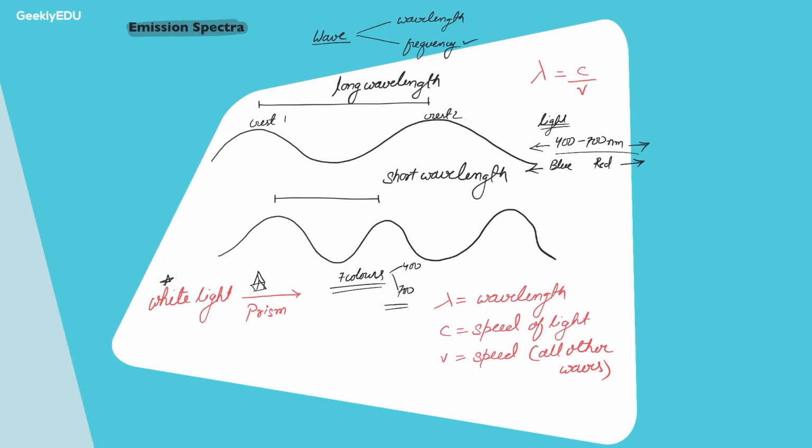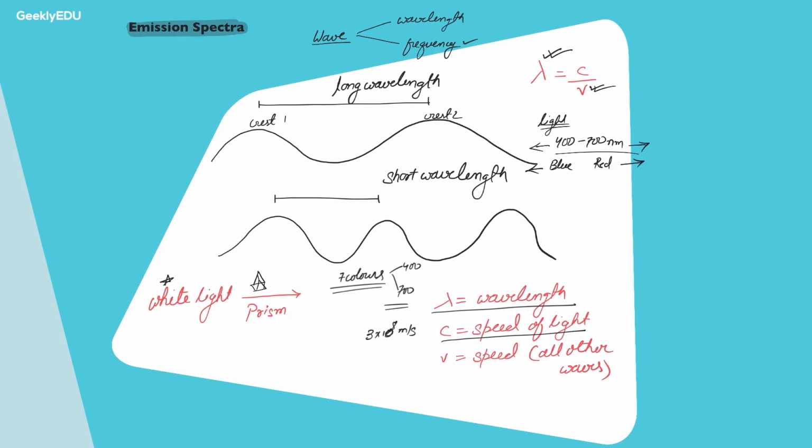And how are these quantities related? That is the wavelength and the velocity of the light. So lambda is equal to c by v. Now lambda talks about the wavelength and c is the speed of light, that is 3 into 10 to the power 8 meter per second, and v stands for the speed of the wave that we are talking about. So that's the relation between lambda, c and v.